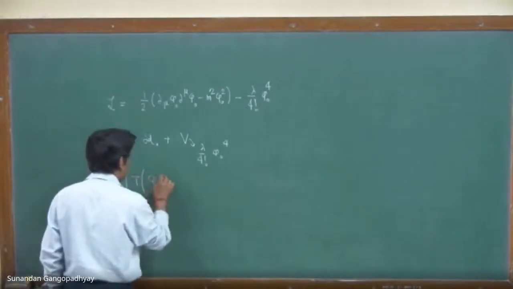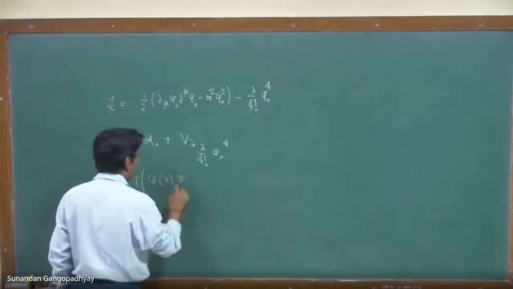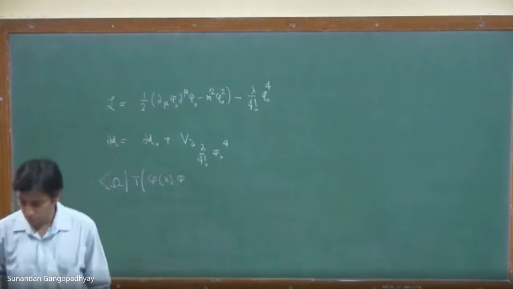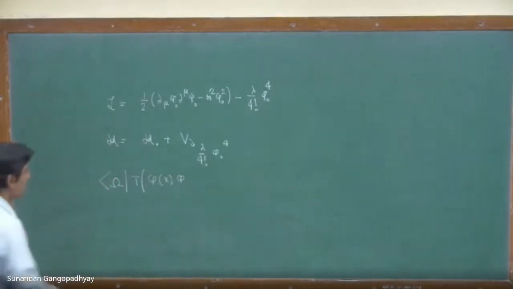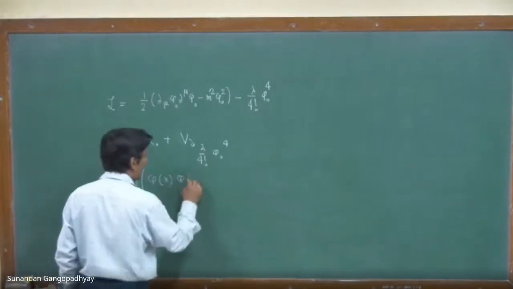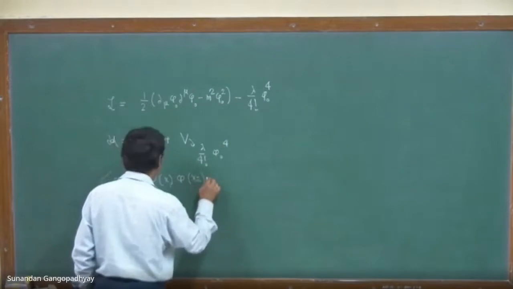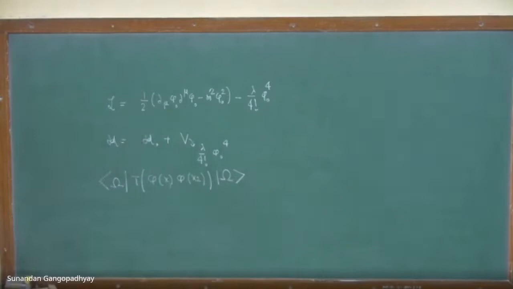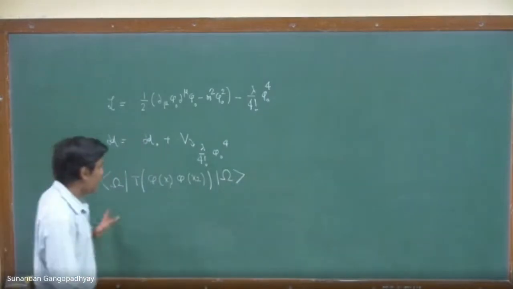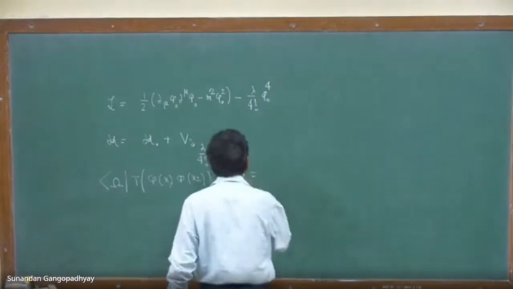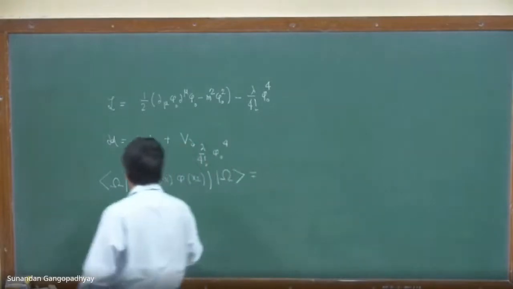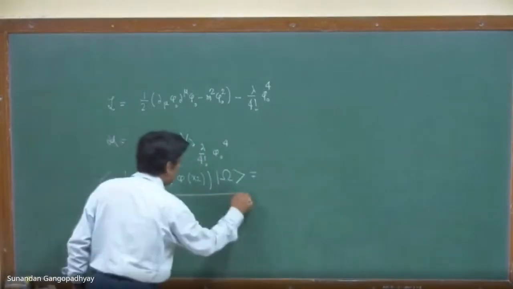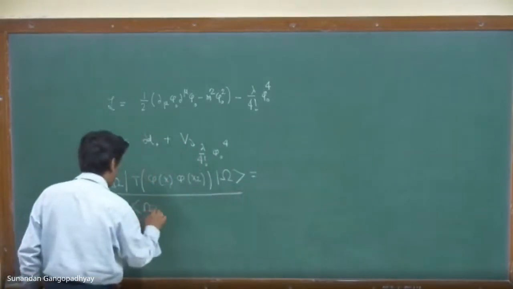We want to calculate phi of x, phi of y, or we shall use a different notation, phi of x1, phi of x2, in the state omega. So this is the quantity that we want to calculate. And we have derived a formula for this, and ultimately what we shall do is divide this by the overlap with omega.